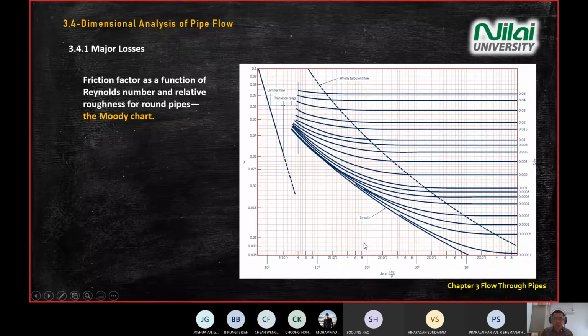And we have three axes for this chart. We have the friction factor, f, on the left-hand side. And on the right-hand side, we have the surface roughness divided by D. So be careful on the unit that you use. In the table that I just showed you, it is in mm. So be careful when you do the division. It's surface roughness divided by diameter.